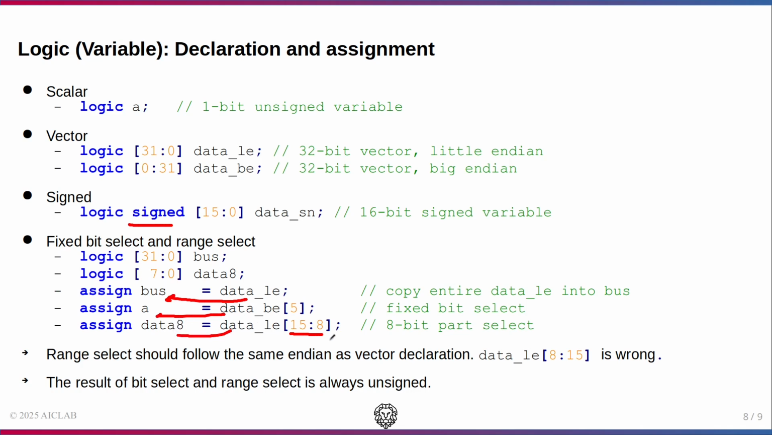Be careful that because we defined data_LE as little endian, it means 31 down to 0, we couldn't use 8 up to 15. This is wrong, and we should use 15 down to 8, like this example. Another important thing is that the result of bit select and range select is always unsigned.